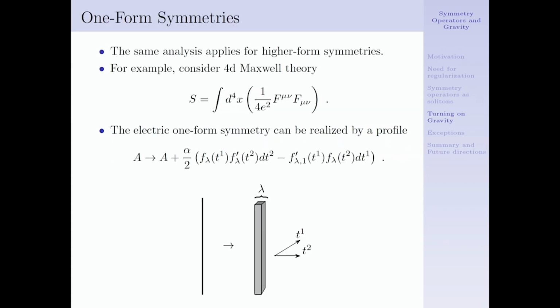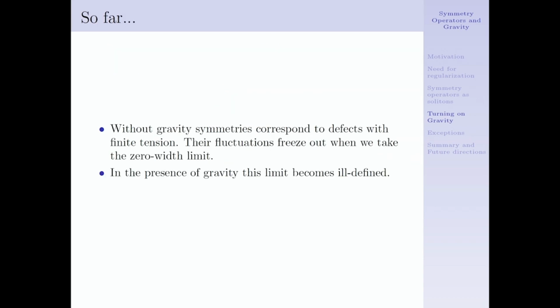So what I said is for zero form symmetries, you can do the same analysis for one form symmetries. Same thing applies. Let me summarize. Without gravity, I claim that if you're given a current, you need to define the topological operator, you need to regulate it, but in the lambda going to zero limit, which is lambda is the width, the fluctuations freeze out, and you recover the topological operator, but in the presence of gravity, this procedure is ill-defined.